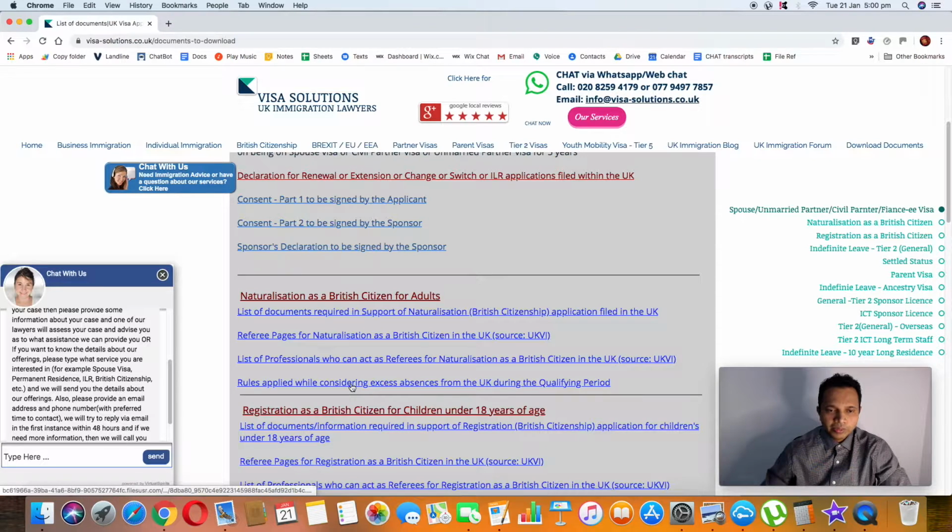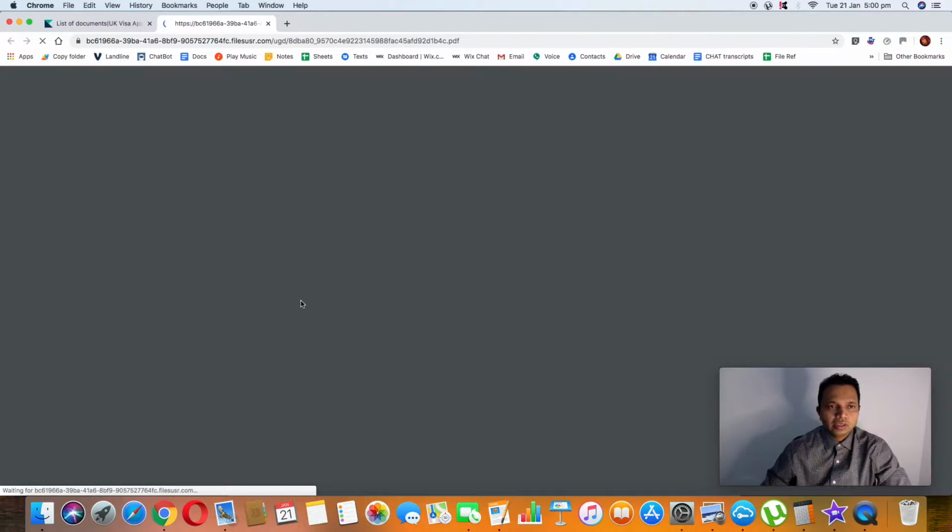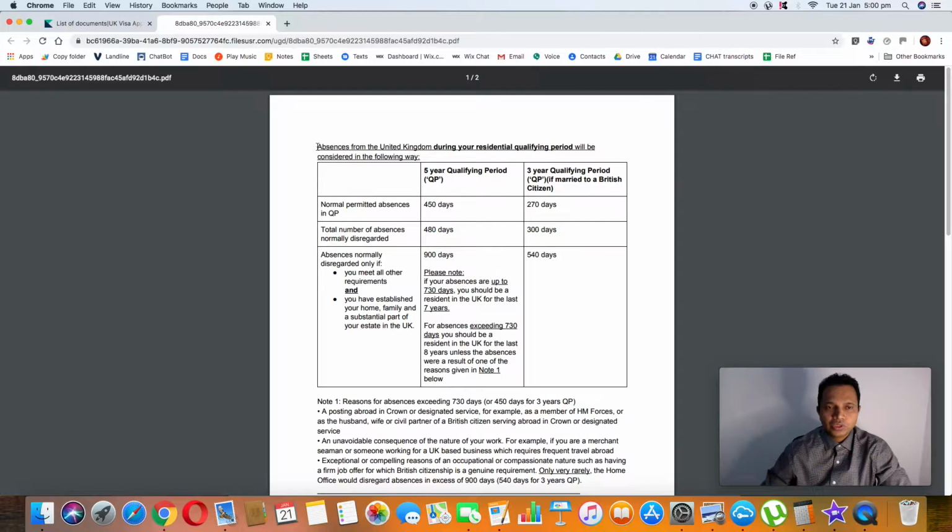The 4th document may not apply to everyone. This gives you the rules that are applied if your absences from the UK are more than the required minimum. So, absences from the United Kingdom during the residential qualifying period.